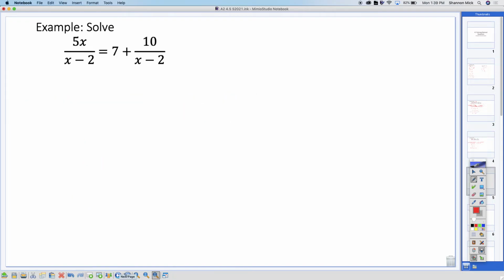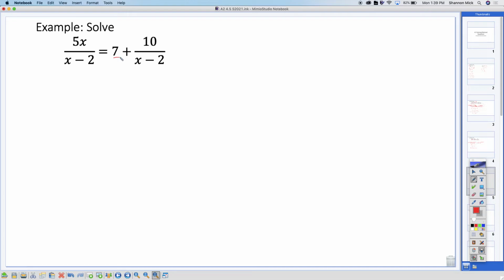This is the same. Okay, so I have 5x over x minus 2 equals 7 plus 10 over x minus 2. Anybody got an idea? Well, maybe once I get that right. You would multiply 7 by x minus 2? 7 over 1, yes?